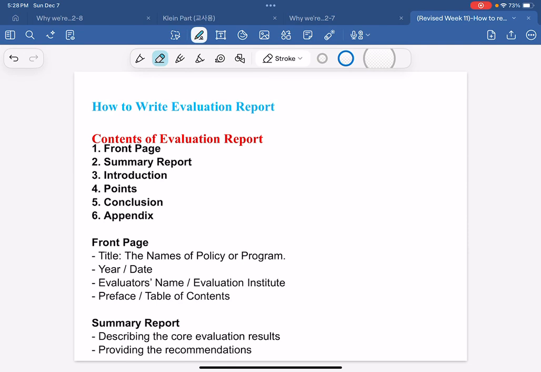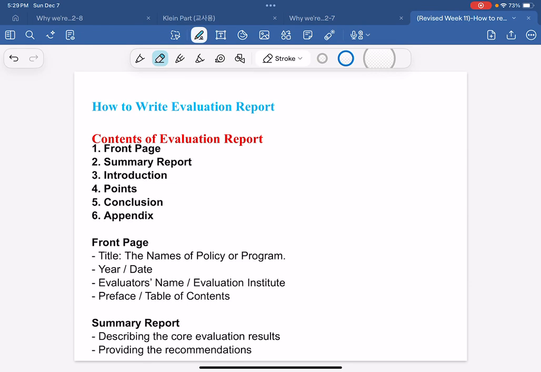The evaluation report should include this kind of content: front page, summary report, introduction, point, conclusion, and appendix. The first, front pages. This is the first page of your evaluation result. Front pages need to include the title, year, and date. Then evaluator names, your names, and your institutions. Also, the front pages need to report the table of contents.